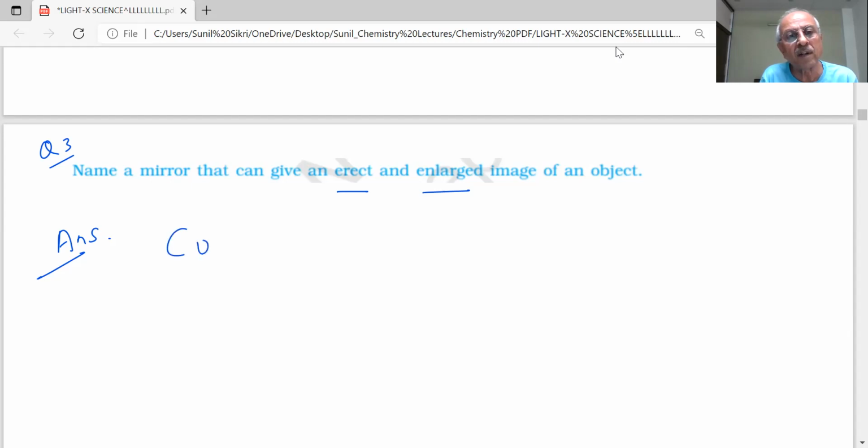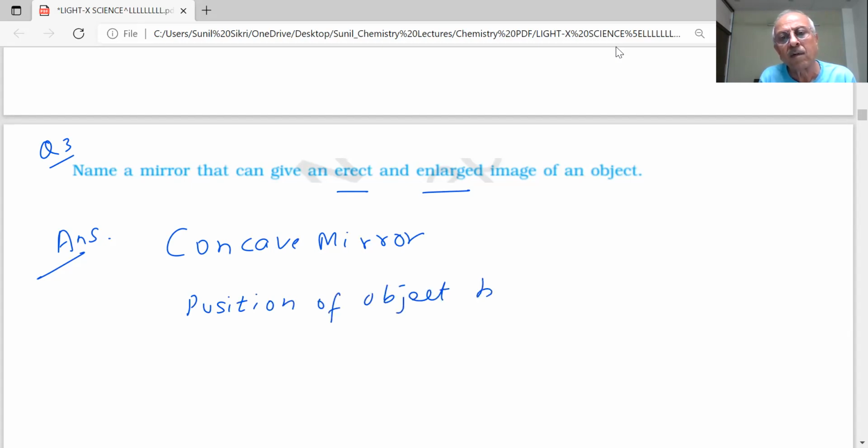We have just shown you again. This is concave. Concave mirror is the correct answer. And what is the position of the object? Where is the object placed when it will form an erect and enlarged image? We have shown you ray diagrams. Position of object is between P and F. Okay? Between P and F of a concave mirror. The ray diagram is available with you. You have drawn it last time.